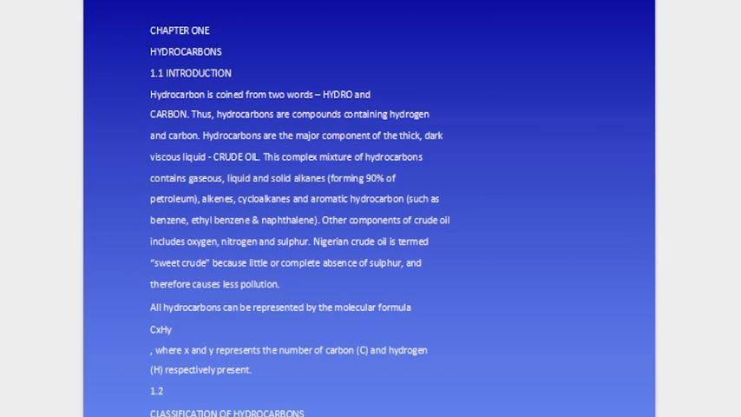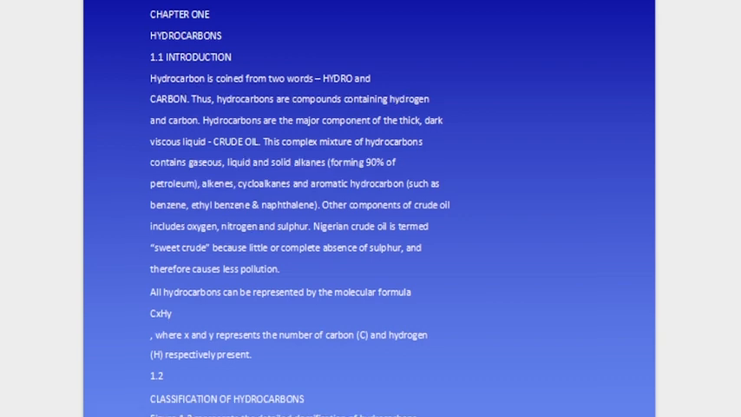Let's talk about hydrocarbons. Hydrocarbons are coined from two words, hydro and carbon. And the implication is that once you talk about a hydrocarbon, it only contains hydrogen and carbon. Hydrocarbons are the major components of the thick, dark, viscous liquid known as crude oil. This complex mixture of hydrocarbons contains gaseous, liquid and solid alkanes, forming 90% of petroleum.